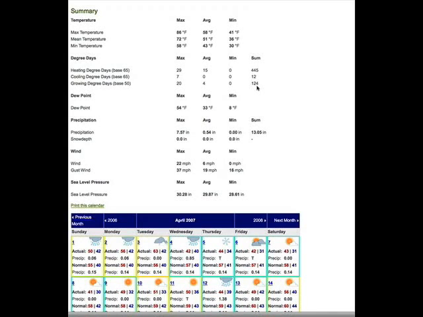Scrolling down the weather history page, we come to a section that summarizes weather data for the month. The question we asked earlier about Poa seed heads can be answered here by looking at the growing degree days data.